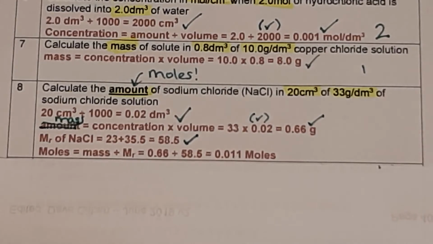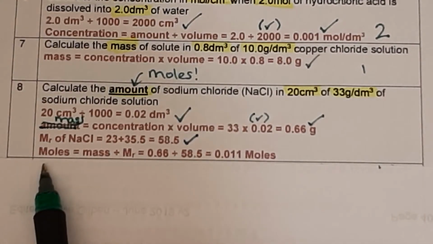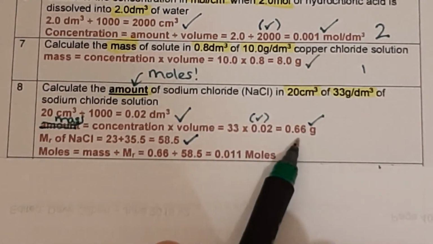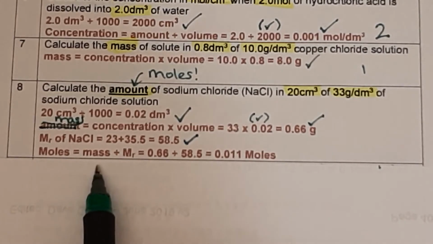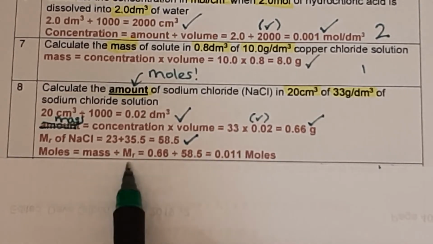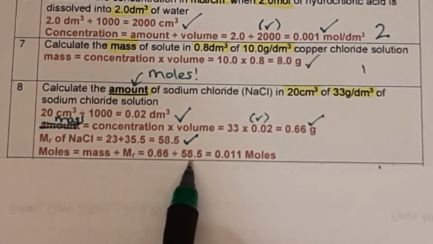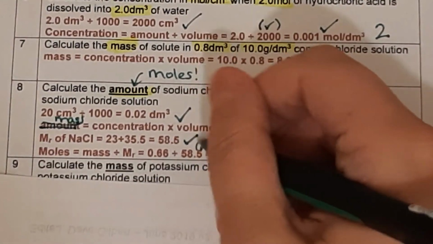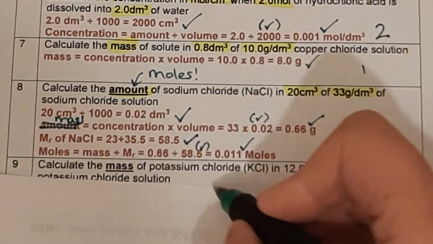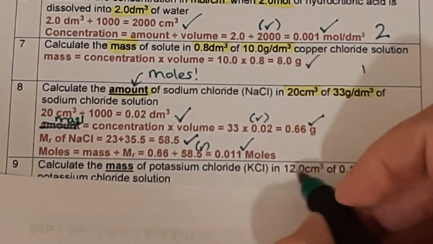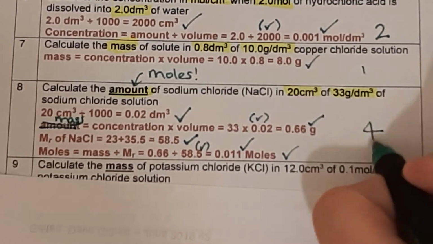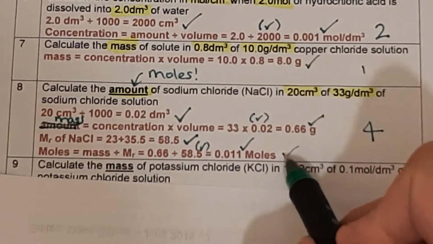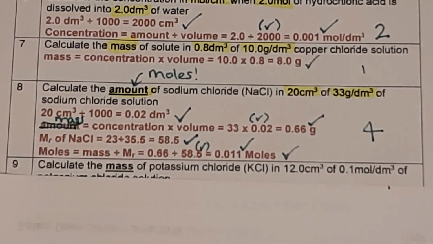Now, to calculate this into moles, we'll need to do the mass, which is 0.66 grams, divided by the relative molecular mass of 58.5, which is another opportunity here to gain this third mark, to give us an answer of 0.011 moles. And this is out of 4. 1, 2, 3, 4.